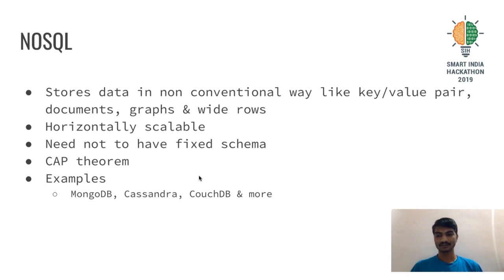And the next one is, what are the most used NoSQL databases nowadays? There are MongoDB, Cassandra, CouchDB, and there are a lot more available nowadays.